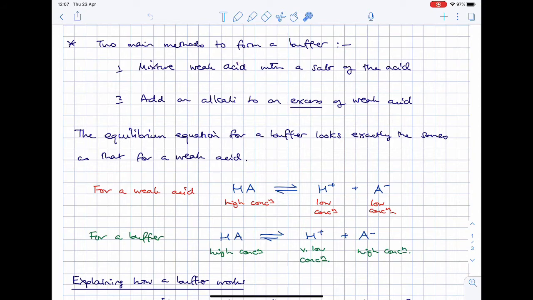So I would have the weak acid and I basically add the salt of the weak acid. For example, if I have ethanoic acid here, I would add sodium ethanoate salt to this acid, and that sodium ethanoate would ionize completely because it's an ionic compound and would dissolve very well in aqueous solution, and that would provide a high concentration of the ethanoate ions. So I will have a high concentration of the conjugate base, the ethanoate ions, with the high concentration of the undissociated acid, the ethanoic acid. So that's one way of making a buffer.